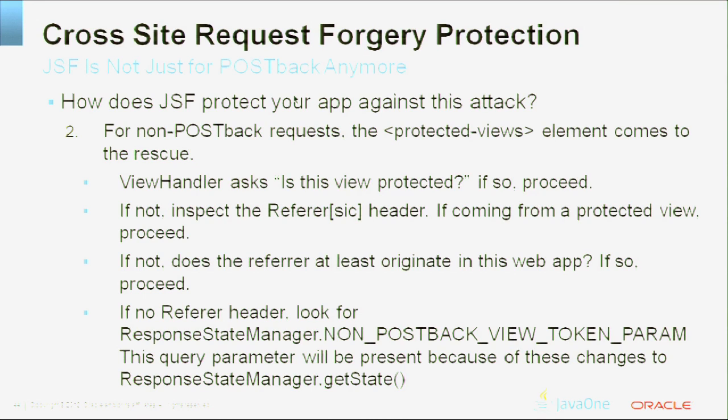If not, well, we'll look at the referrer header. If you're coming from a protected view to another view in the app, then we say that that's fine. So then we'll proceed. If we don't have a referrer header, we'll say, well, does the referrer header at least originate within the same app? And if we do, then we know that we're coming from one of our pages to another one of our pages. So it's okay to proceed. If there's no referrer header, then we'll look for this special non-postback token view param. And that query parameter will be present because we've made some changes to response state manager so that that token is always passed if the feature is activated.